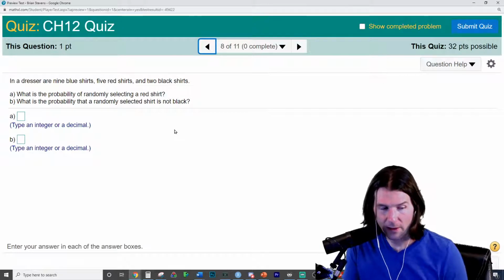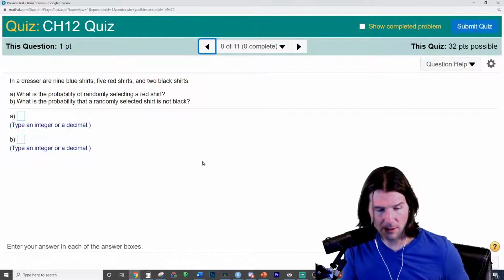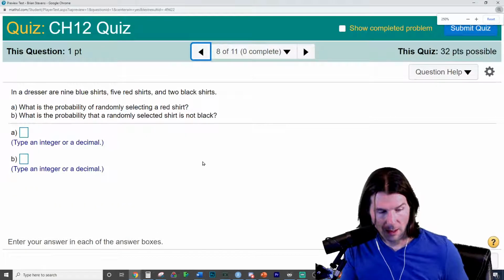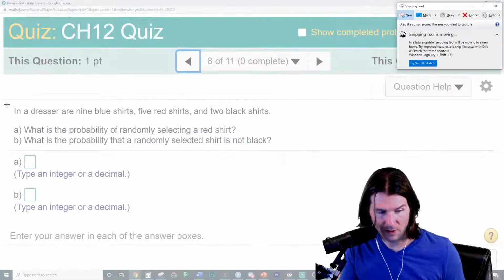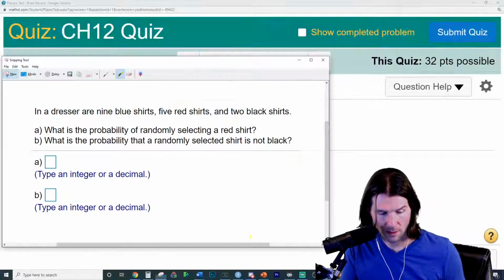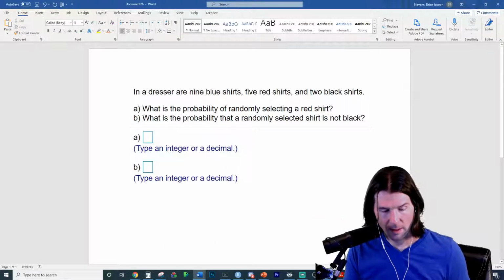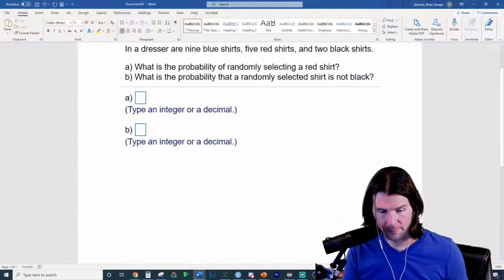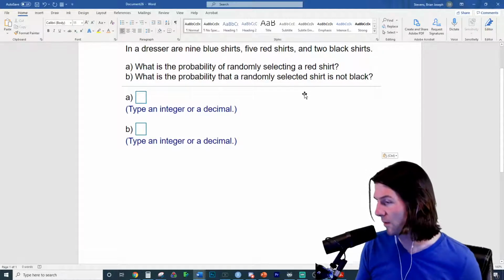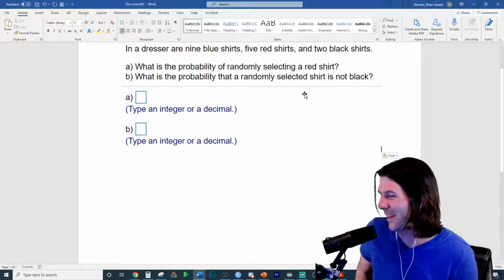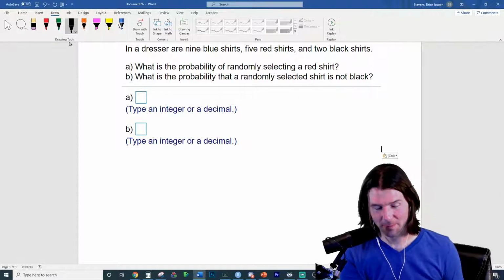In a dresser, there are 9 blue shirts, 5 red shirts, and 2 black shirts. So let's go ahead and take the problem right here. And with this problem, we're just going to listen to chill music. Might do that for the rest of the stream. Perfect chill stream. And here we are. So we have a total of 16 shirts, I believe. I would have more questions if I started the assignment earlier. Start early. That's me talking to myself also.